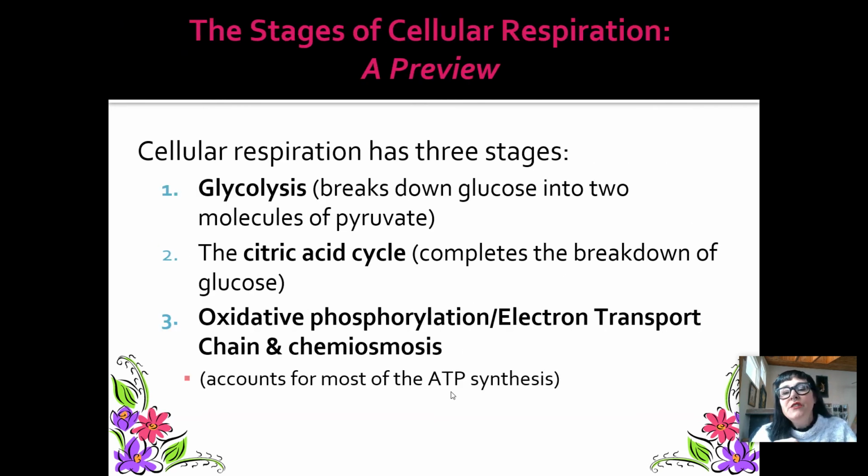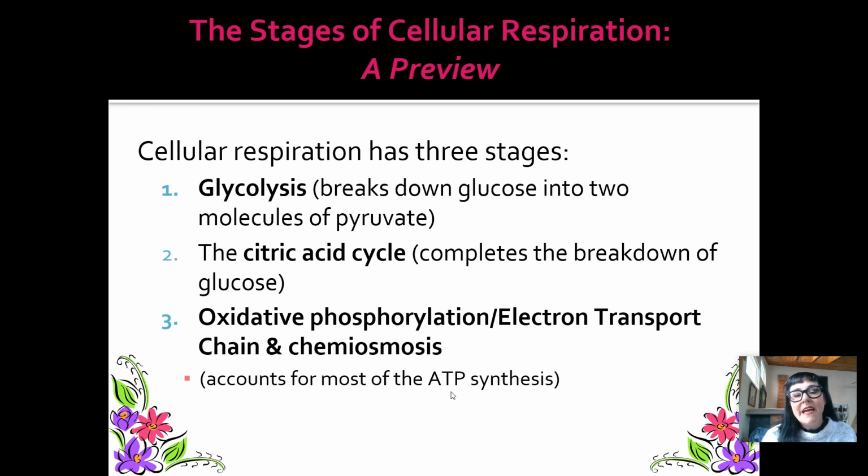So these are just kind of an overview of the stages. So 3 stages. Glycolysis, and in glycolysis, it takes place where? If you said cytoplasm, you're right. And it's going to break down our glucose. It's basically going to split it in half. So remember, lyse something is to break it apart. We're going to break glucose in half into 2 molecules of pyruvate. And when that happens, energy is released. And we're going to make 2 ATP. Takes place in the cytoplasm.